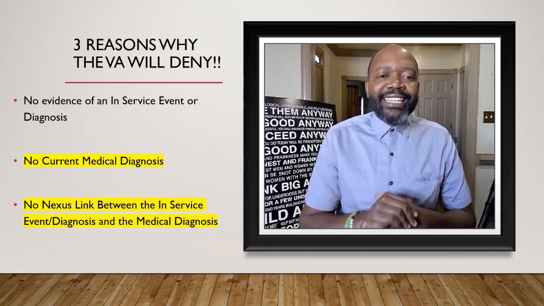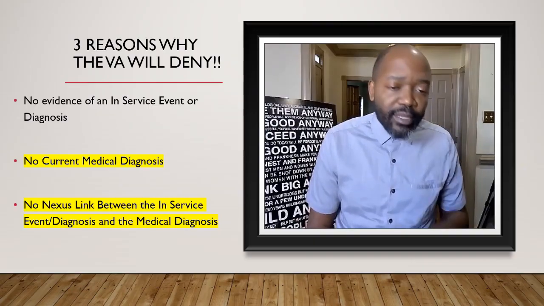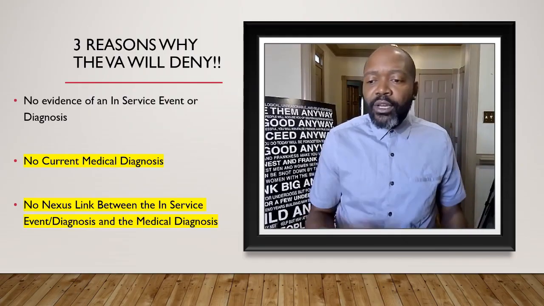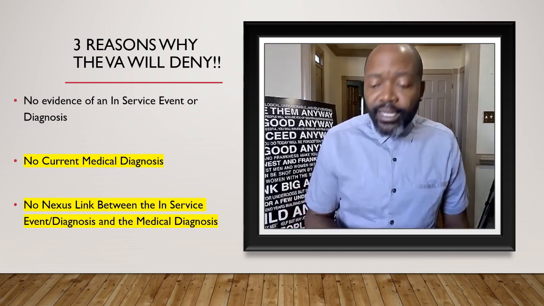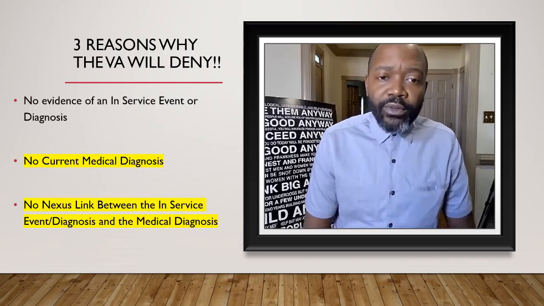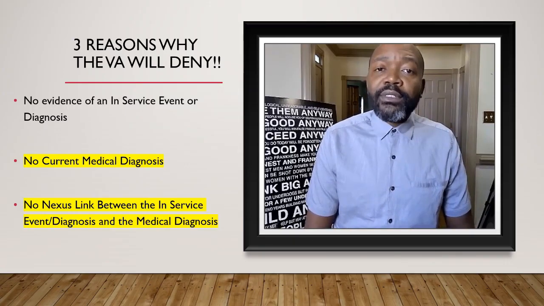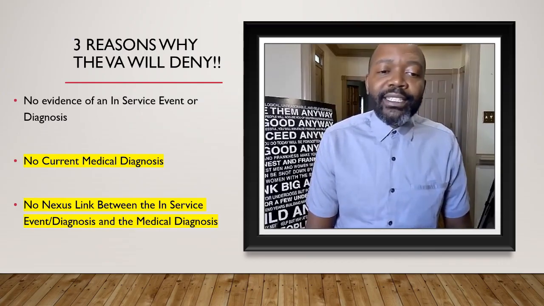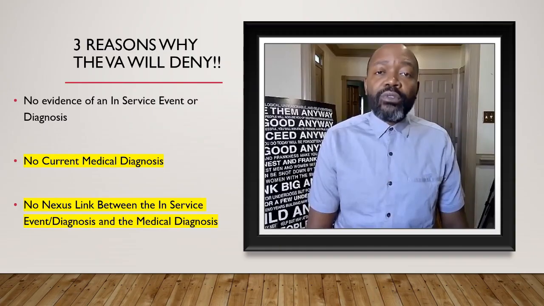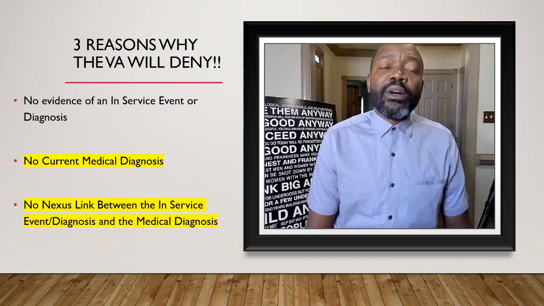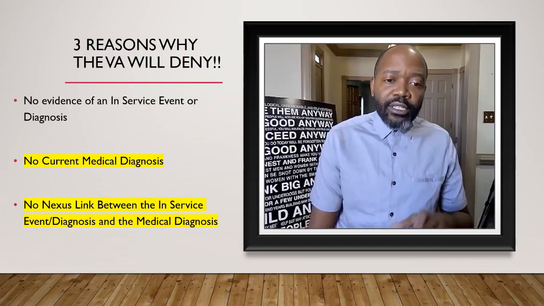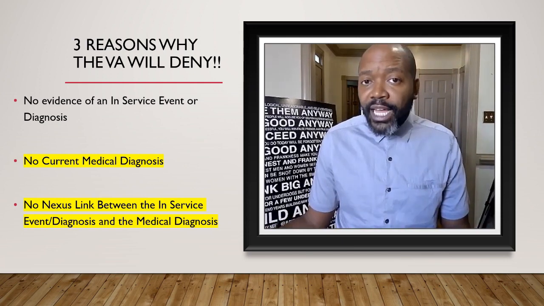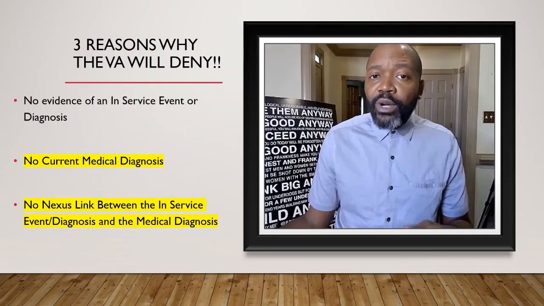All right, here we go. 3 reasons why the VA will deny your claim. Number 1, there is no evidence of an in-service event or diagnosis. That's one reason they can deny the claim. When you get your decision letter, it'll tell you exactly why the VA denied the claim. It will be one of 3 reasons. Number 1, no evidence of an in-service event or in-service diagnosis. Number 2, no evidence of a current medical diagnosis. And then number 3, no evidence of a nexus link between that in-service event and the medical diagnosis. Those are the 3 reasons why the VA will deny your claim. No in-service event, no current medical diagnosis, and no nexus link. So when you look at that decision letter, all you have to really decide is which one of these 3 is the reason why it was denied.